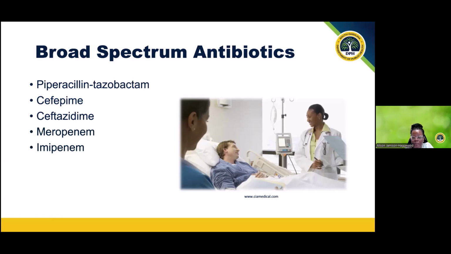The cefepime is active against gram-positive and gram-negative pathogens. Then the ceftazidime is effective against many gram-negative bacteria and is sometimes used in sepsis treatment, especially those who may be infected with Pseudomonas aeruginosa, if that's suspected. And then meropenem is also commonly used for sepsis, as well as imipenem.